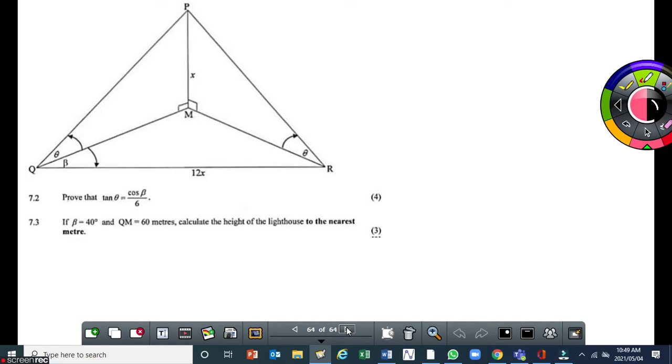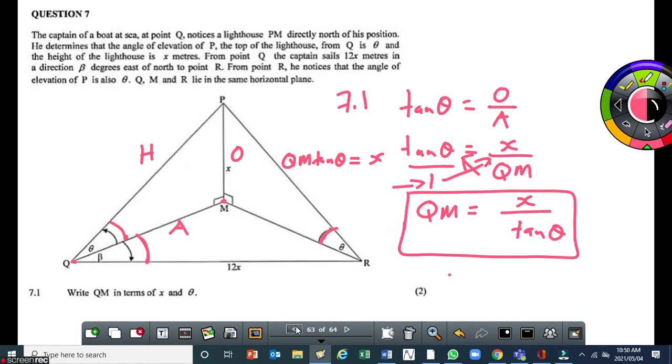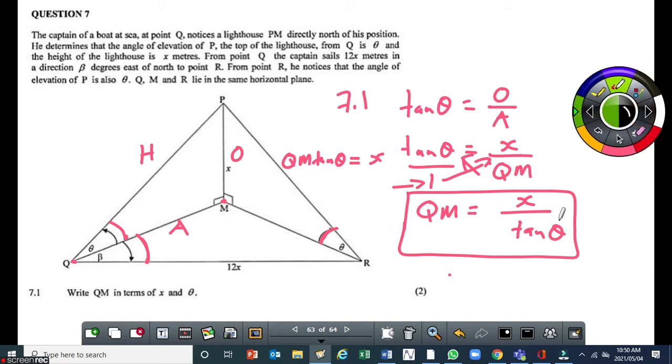The tan theta, usually, question 7.2 has a connection with 7.1. This tan theta here, that's the one that we got there. There is a connection. These questions have a connection. So this tan theta here, we already have it from that formula. And this QM here, it is part of two triangles. It's part of QMR, it is part of PQM. So I may need to incorporate that into my answer.